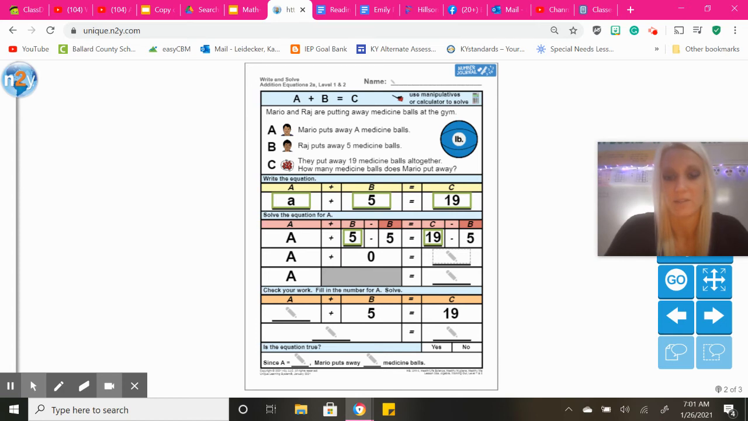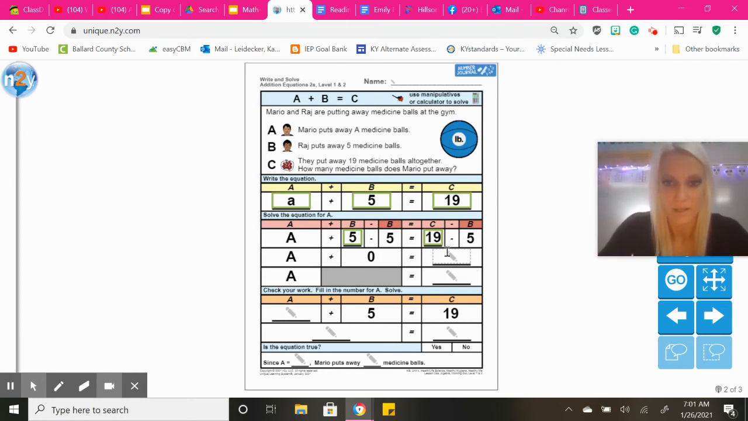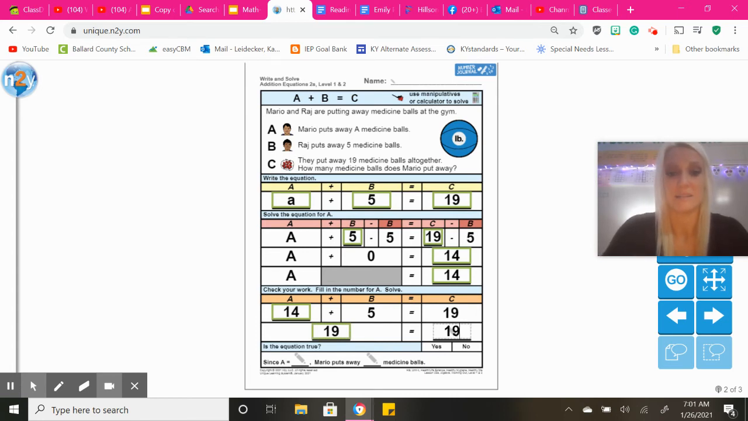It says we can use a calculator to solve. 19 minus 5 is 14. So you all see that? 14. A equals 14. So now we can put 14 as A. 14 plus 5 equals 19. So does 14 plus 5 equal 19? And does 19 equal 19? Yes, it does. So since A is 14, Mario puts away 14 medicine balls.